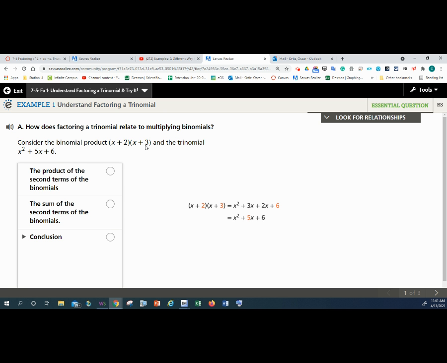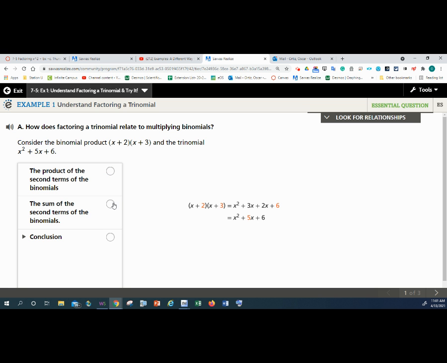We're multiplying these two binomials, x plus 2 times x plus 3, and the multiplication or product is x squared plus 5x plus 6, as you can tell from the multiplication done here. But there is a relationship between the numbers that we see here in each binomial, the constant terms in each binomial, 2 and 3, and the constant of the product. So when we multiply those two constants in each binomial, we get the constant of our answer.